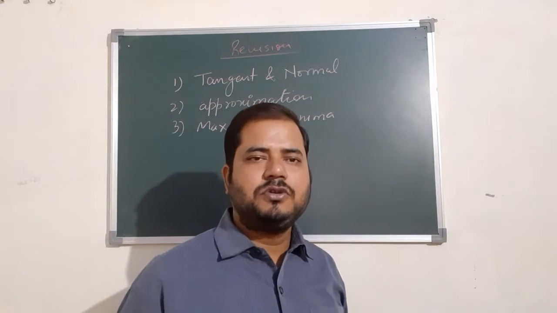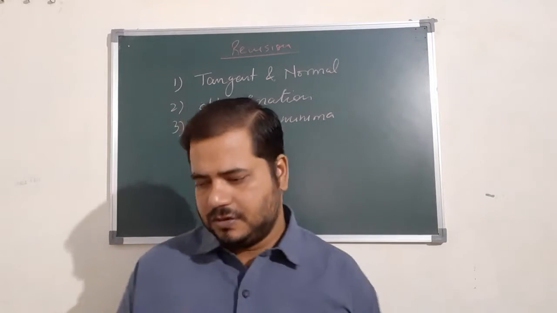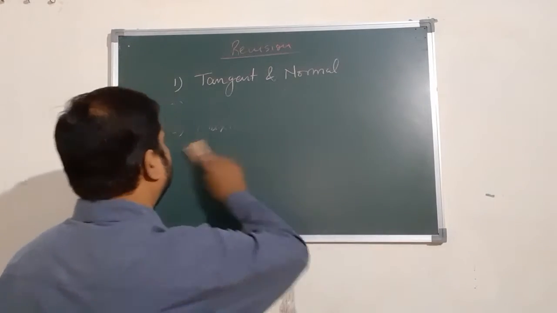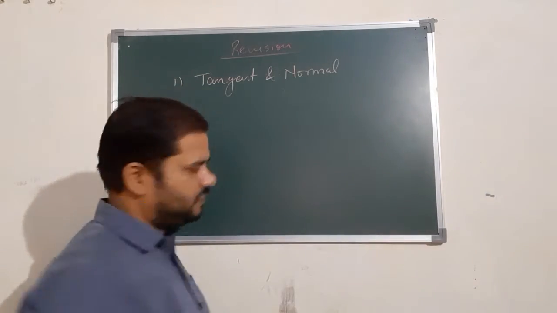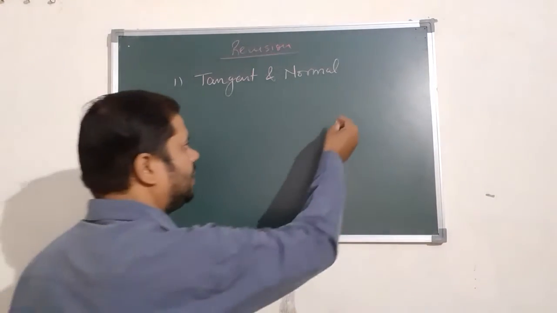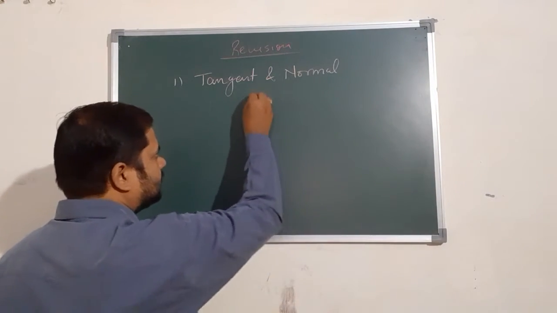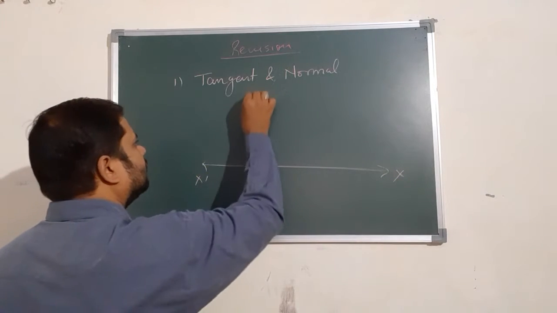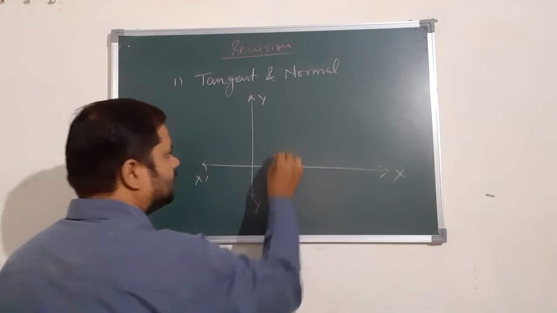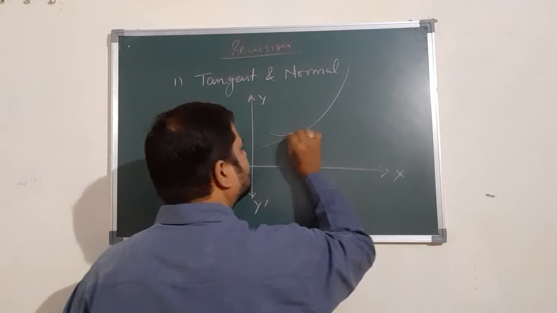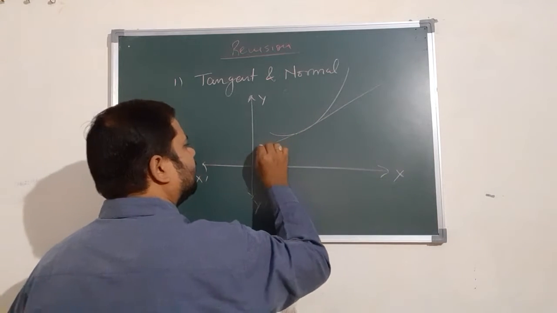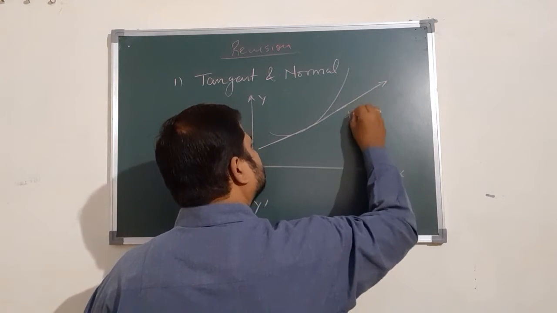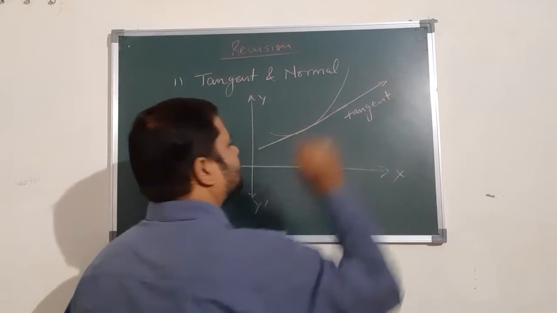So again I am going to start. The first one is tangent and normal. We already discussed it, but again I am going to recap it. Suppose we are given a curve, then this is the tangent to the curve. This is nothing but the tangent. So what is a tangent?